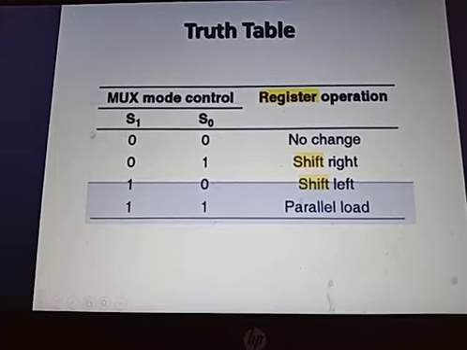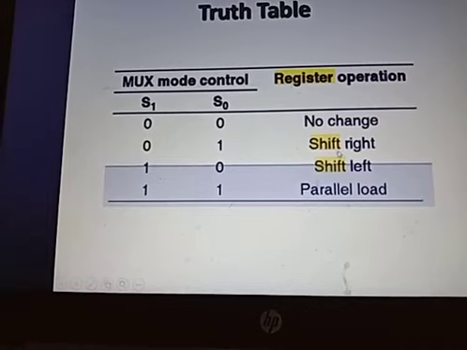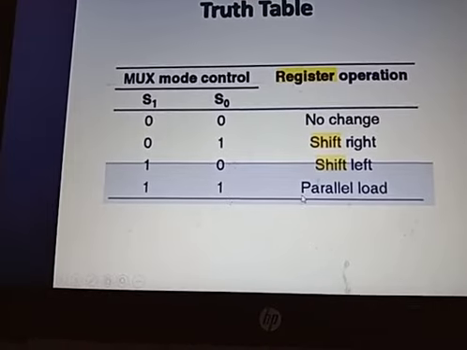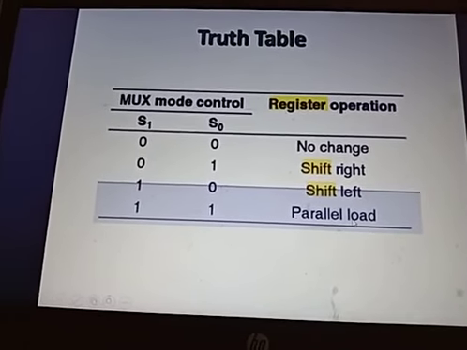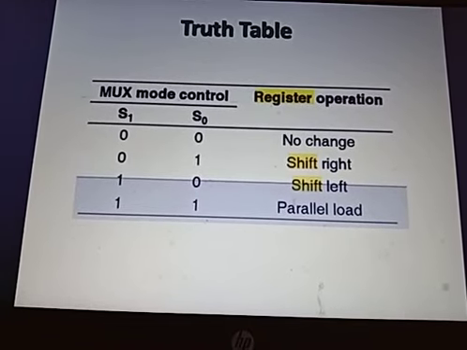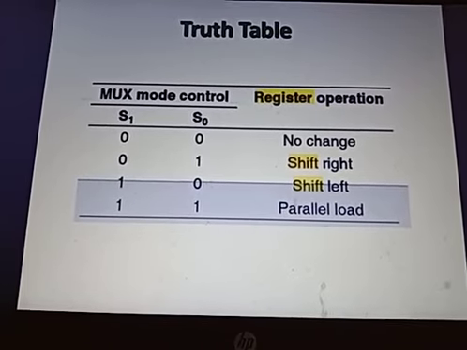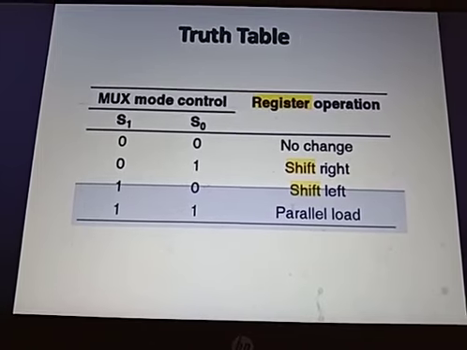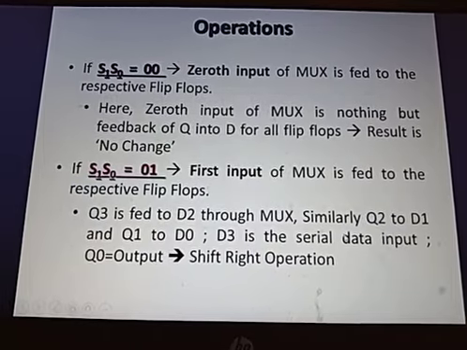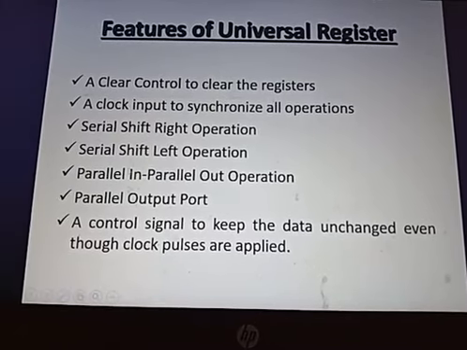Now we have consolidated the operation. If it is 0 0, there is no change in the operation of the register. If it is 0 1, this is shifting to the right hand side. If this is 1 0, it is shifting to the left hand side. And if it is 1 1, this is acting as a parallel load. Additionally, if you have some more combinational circuit added to this, you can also incorporate parallel in, serial out, parallel in, parallel out, all those things. Parallel in, parallel out is already available. You can also include parallel in, serial out. Similarly, serial in and parallel out. You can also do it by adding some more combinational circuit along with the register. This explains the operation of this. And see this. These are the features of your universal register.